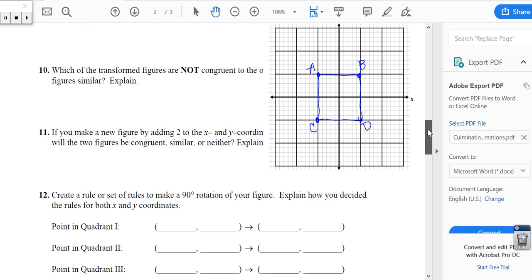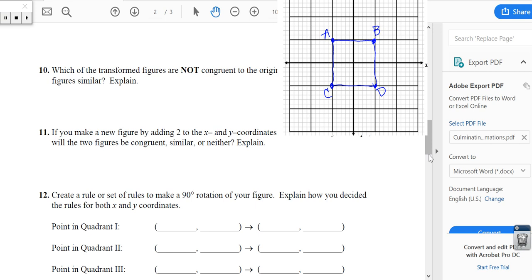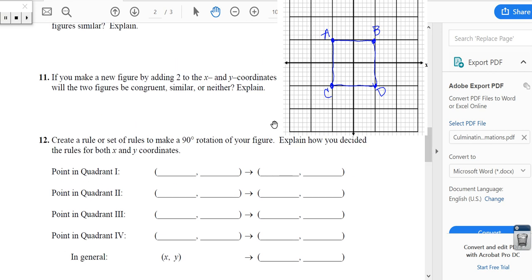Number 12 says create a rule for the set of 90-degree rotations. Explain how you decided the rules. Well, we already know the rules. If we have x and y and we turn it 90 degrees, then we know we switch x and y, make the x negative. If we have x and y in the second coordinate quadrant, then we're going to end up with negative x. Oh, it said 90 degrees. I'm sorry.